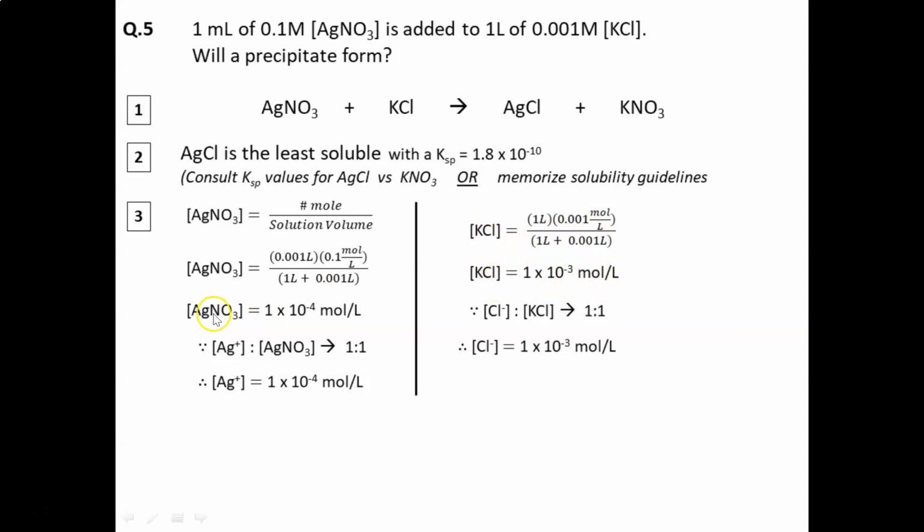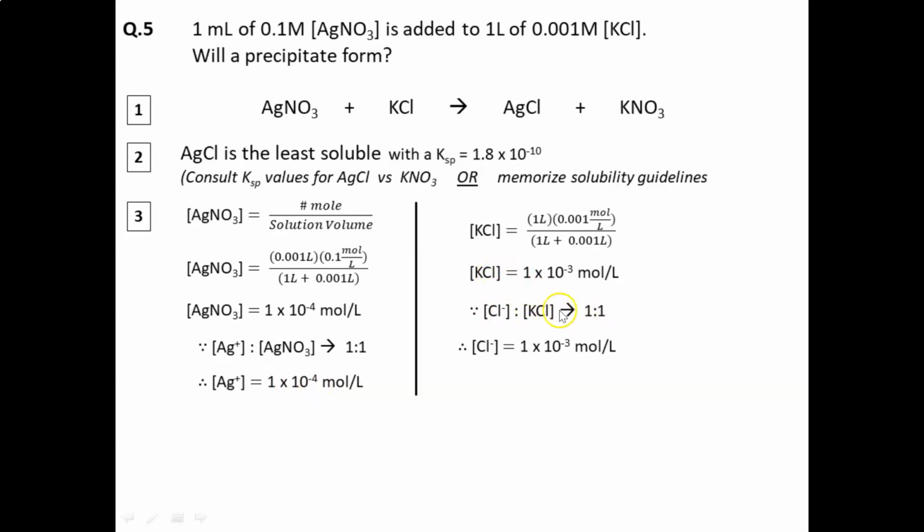Now, I don't care about the silver nitrate. I don't care about the potassium chloride. What I do care about is the silver chloride. That's my precipitate. So I really only care about the silver ions and the chloride ions. Thankfully, this was all a 1-to-1 ratio. Silver versus silver nitrate: for every 1 silver nitrate, it releases 1 silver. So that means the silver concentration and the silver nitrate concentration are identical. Same thing with the potassium chloride. For every 1 KCl that breaks up, 1 Cl is released.